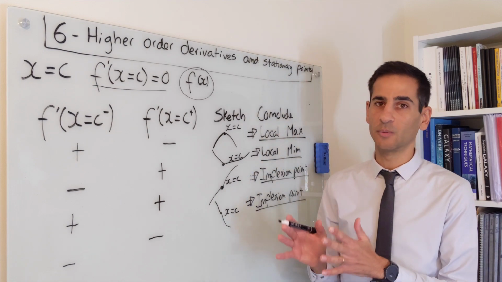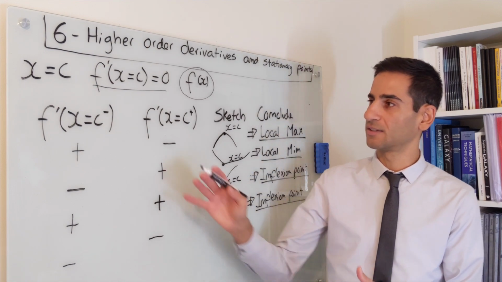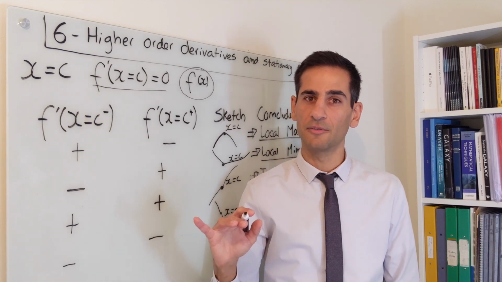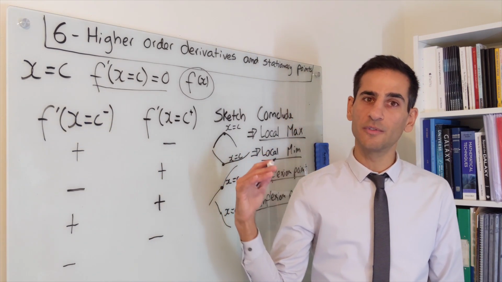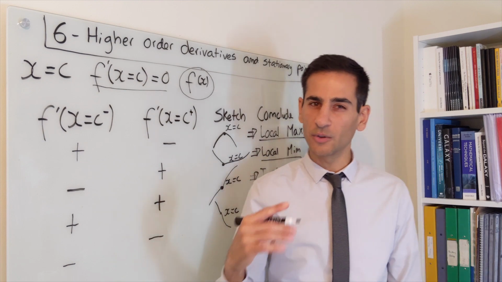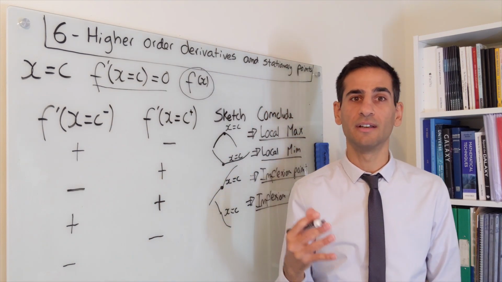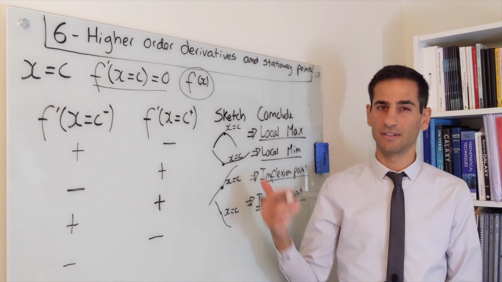But one thing that we will be able to look at is, instead of looking at the sign of the first derivative, we can move a level up, calculate the second order derivative, and actually use it to classify the stationary points.